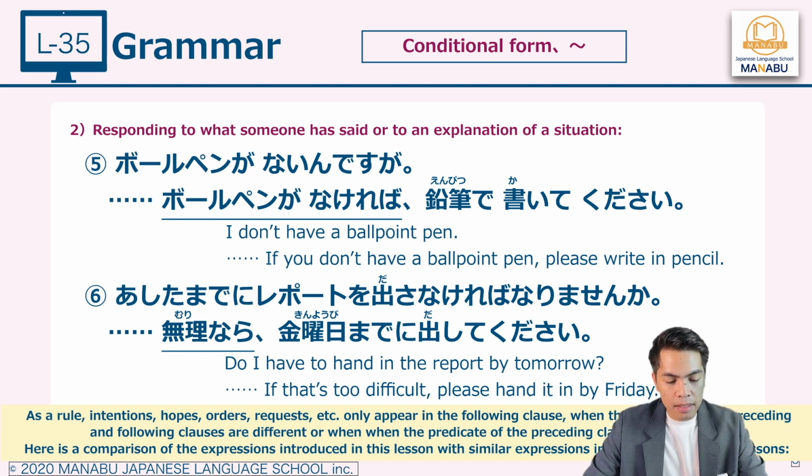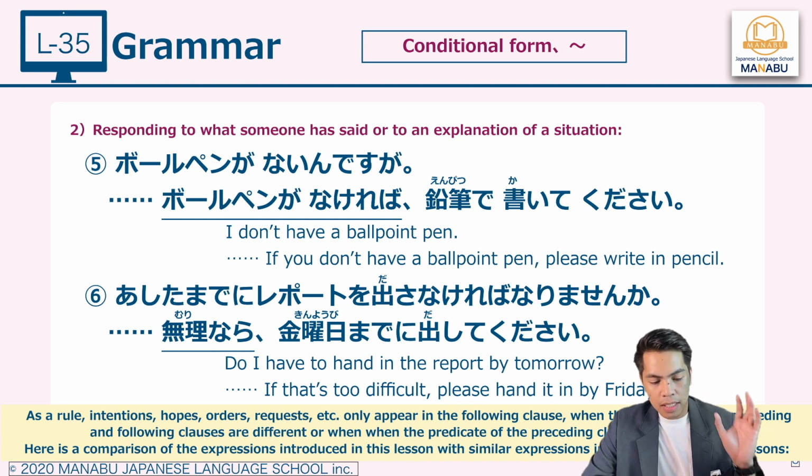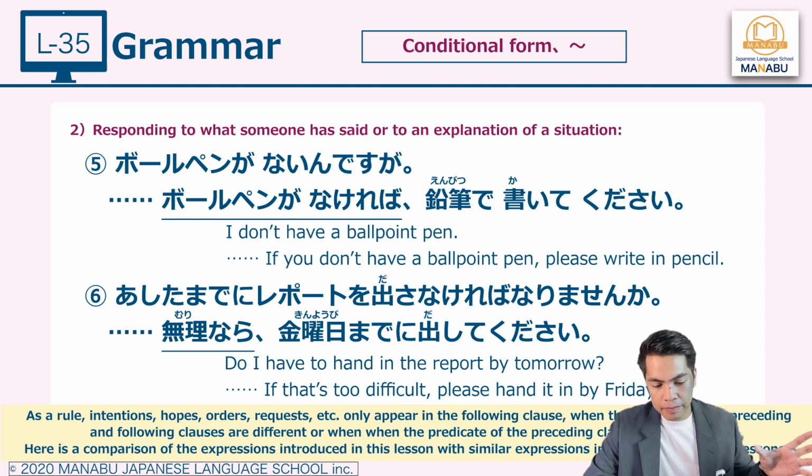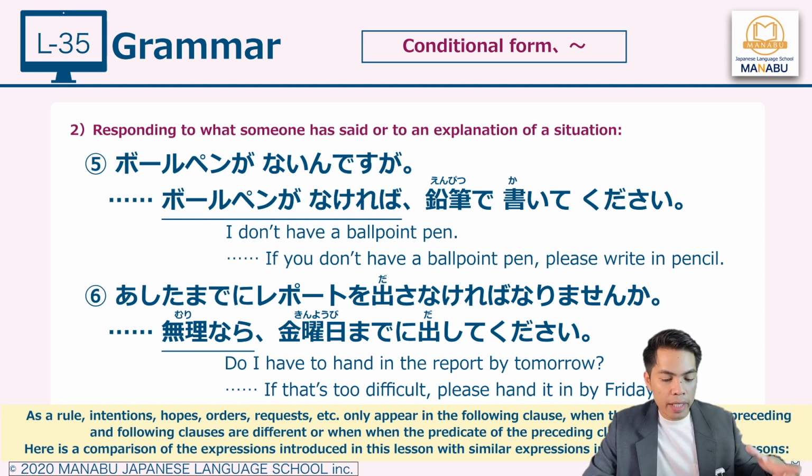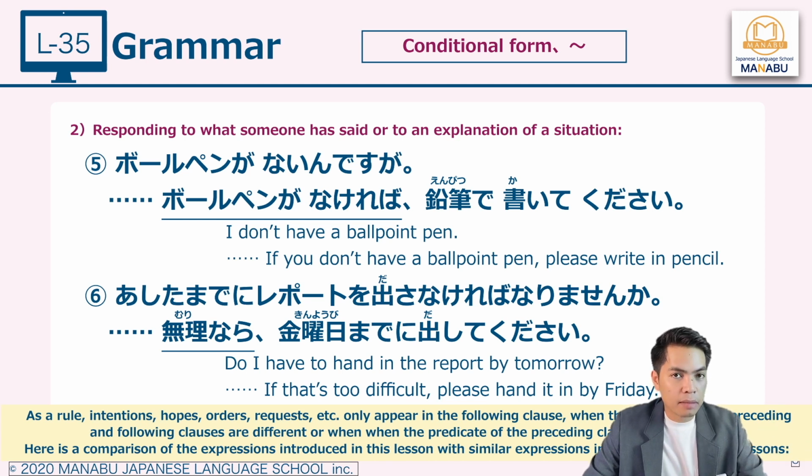Example number 6, ashita made ni reporto o dasanakereba narimasen ka? Muri nara kinyobi made ni dashite kudasai. So, ashita made ni, until tomorrow. Reporto o dasanakereba narimasen ka? If you remember our previous lessons, the nakereba narimasen ka pattern. Asking someone, do I have to do this? Do I have to do something? Then, ashita made ni, until tomorrow. Reporto o dasanakereba narimasen ka? Do I have to submit the report by tomorrow?